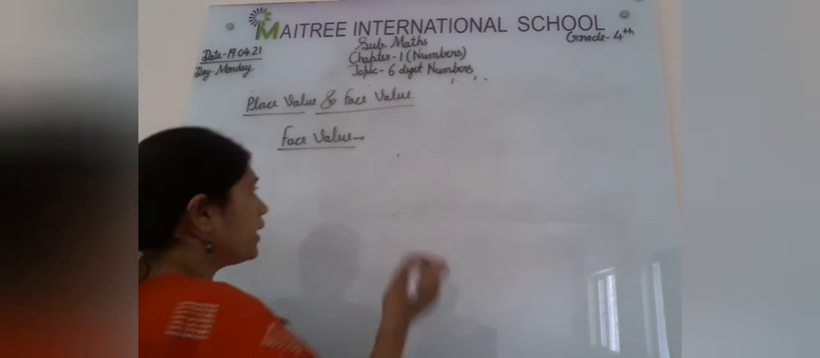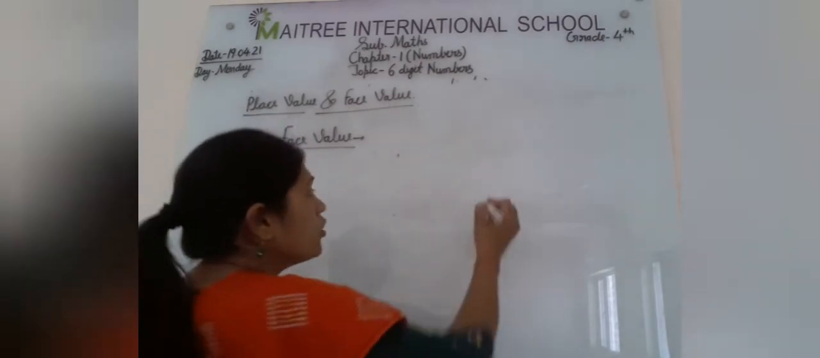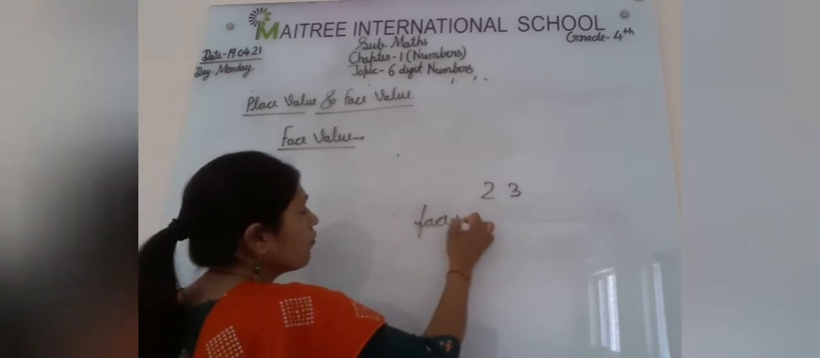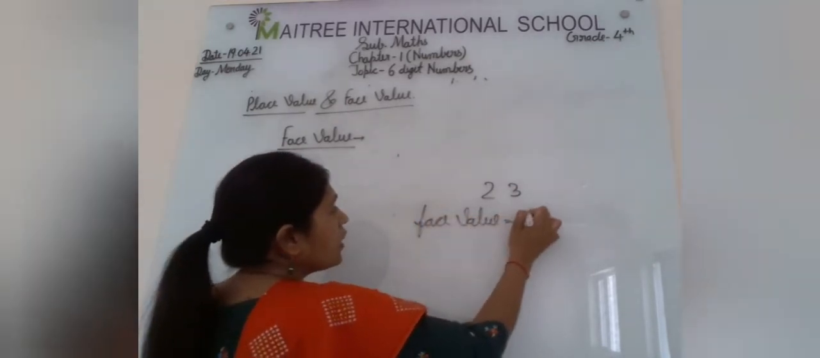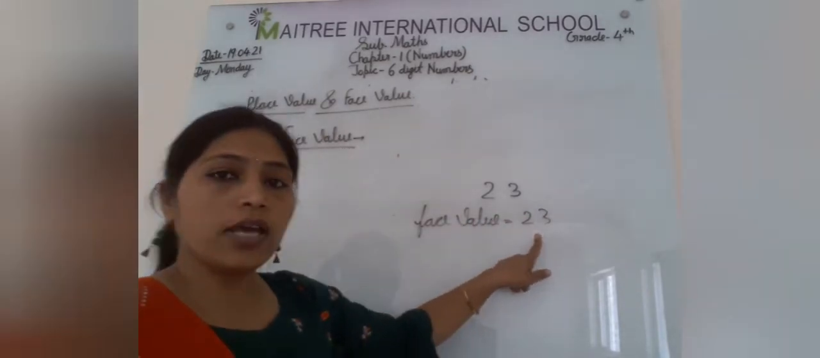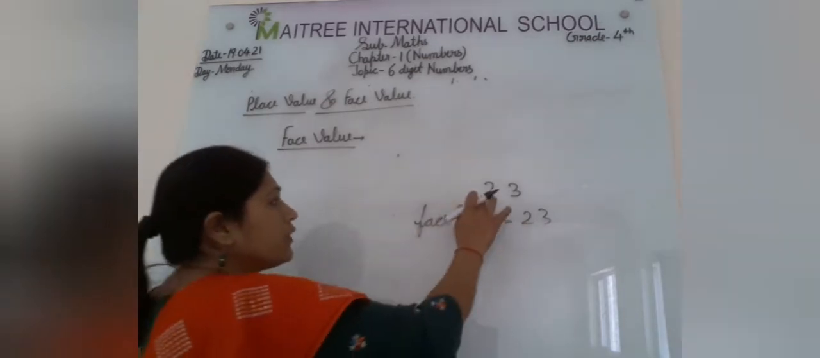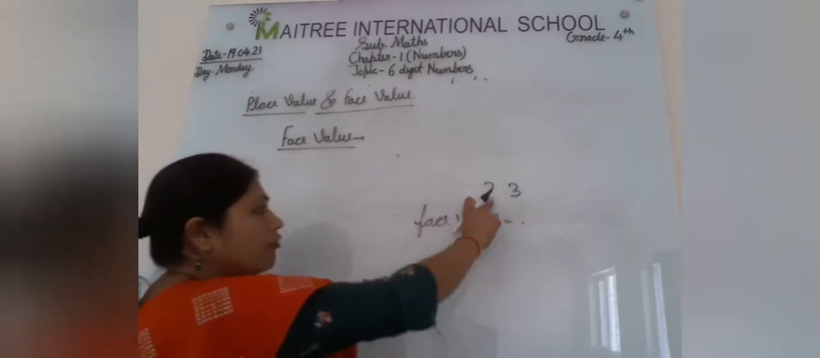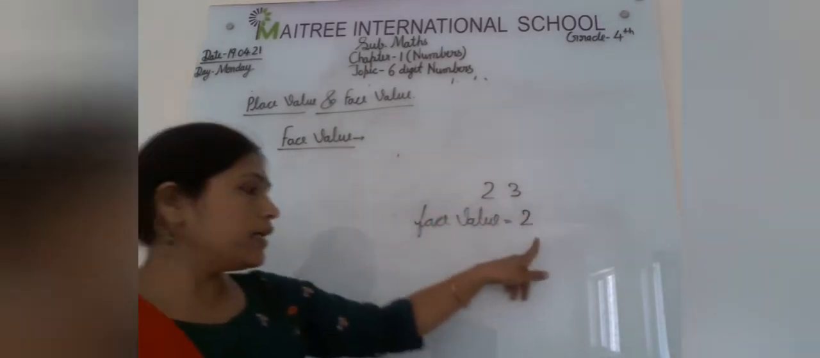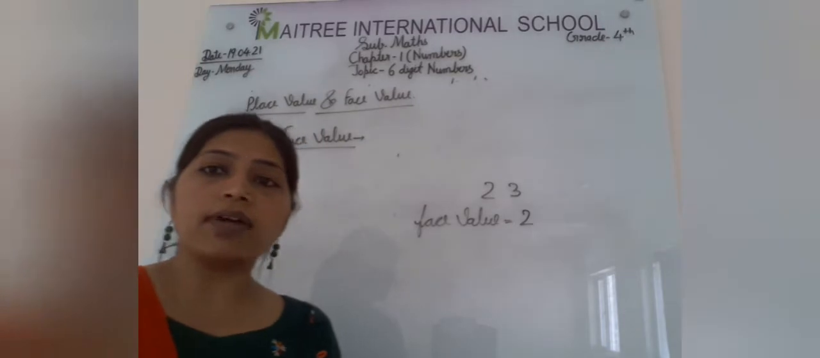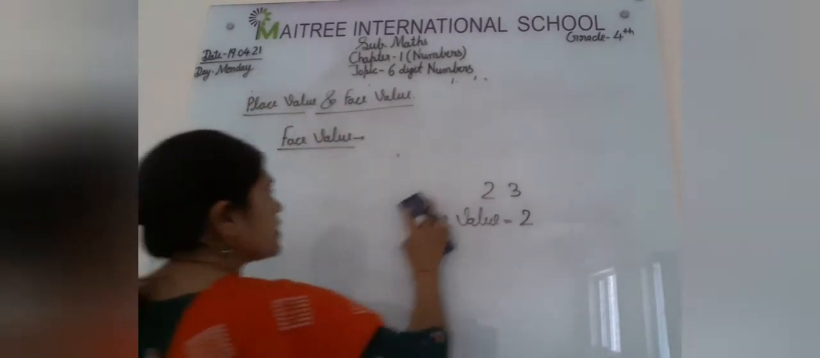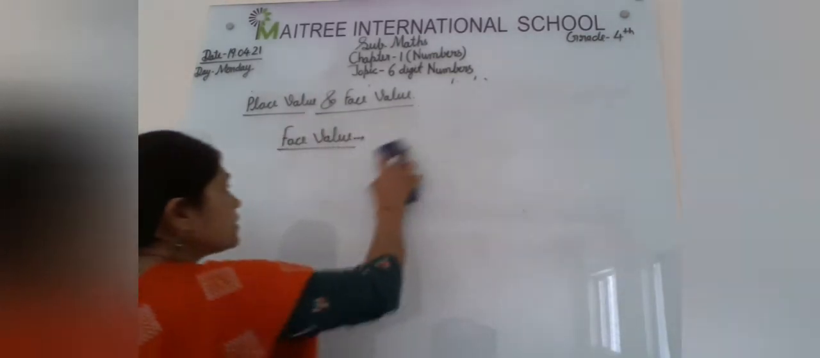If I am writing any number here, if I am taking a small number 23, the face value of 23 is 23 here only. Okay, the number itself. If they are asking, tell me the face value of 2, the face value of 2 is 2 only. Okay, so number itself. Whatever is the number, that is the face value of that number. Okay, so let's take an example of a 6-digit number.